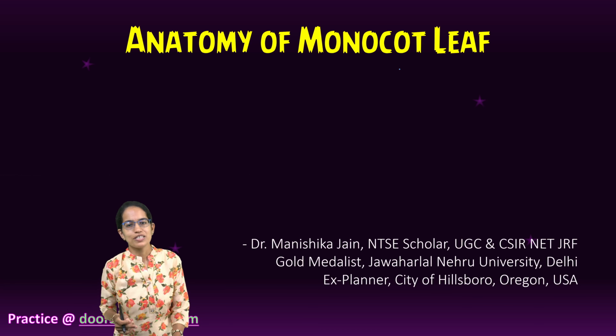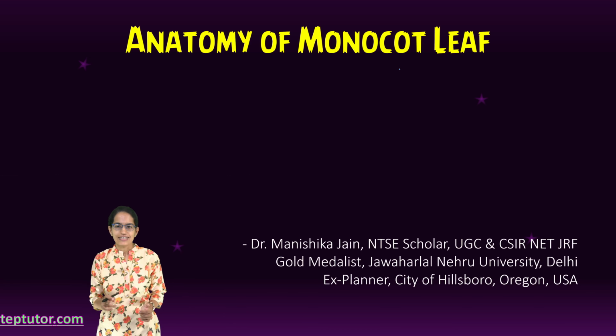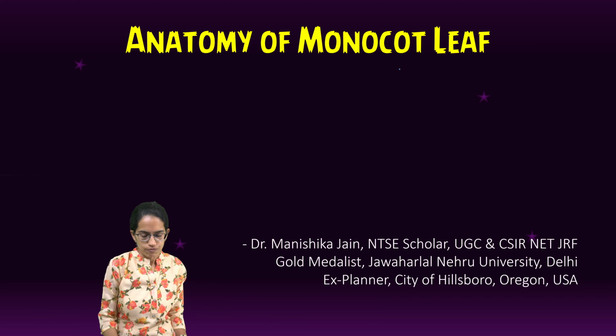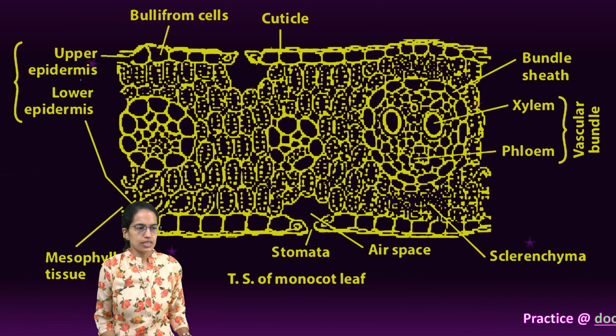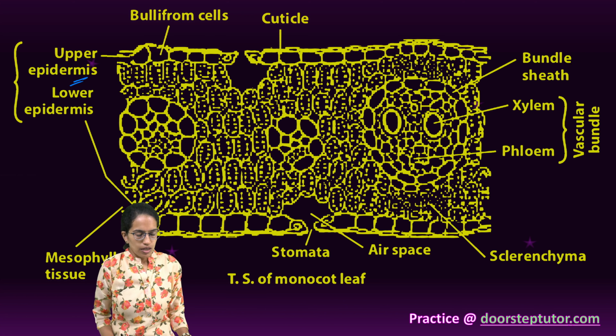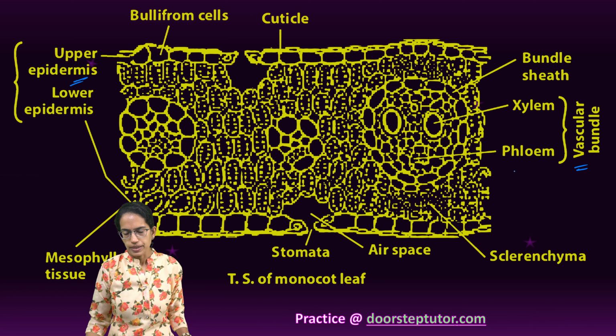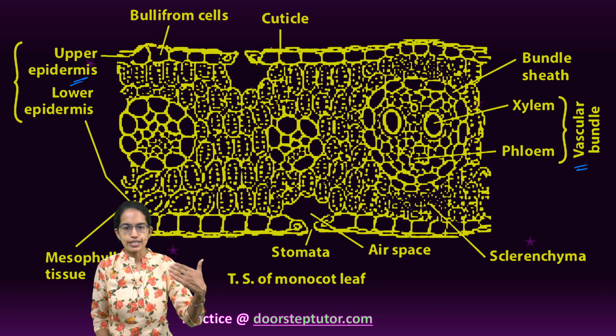In the same sequence of monocot plant, let's understand the anatomy of monocot leaf, followed by the root, which we have covered in the previous class. Now the most interesting features are the epidermis, mesophyll tissue and the vascular bundle. So let's understand. Now this is an isobilateral leaf.